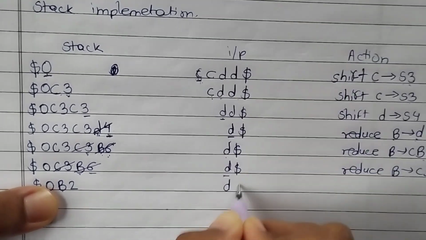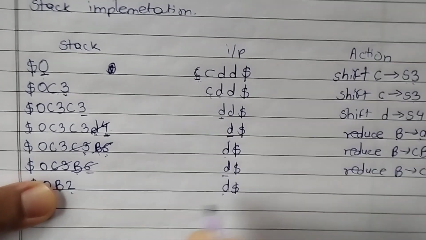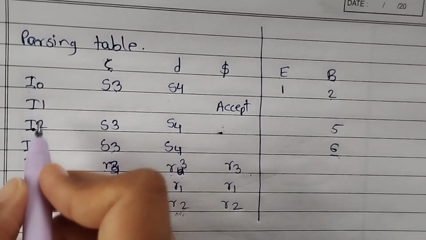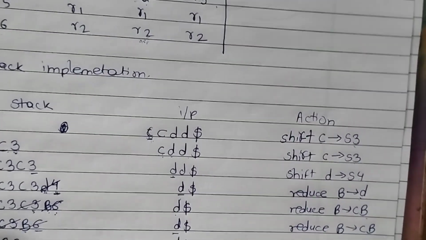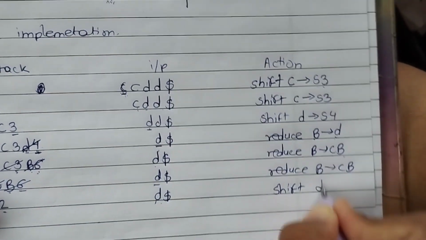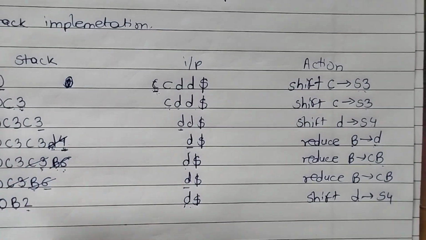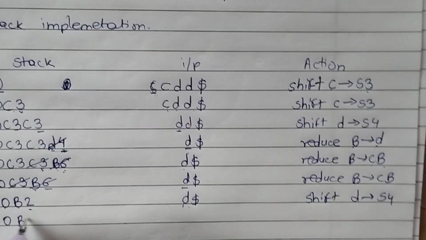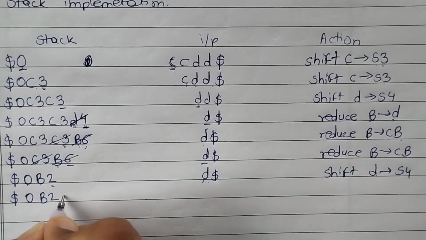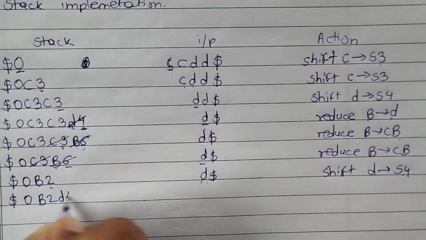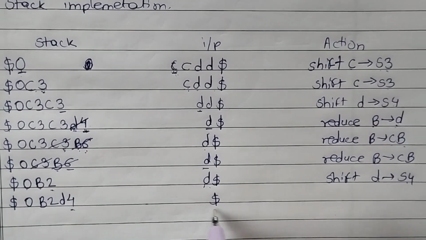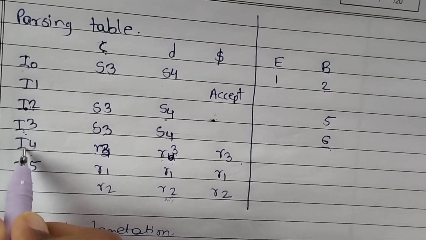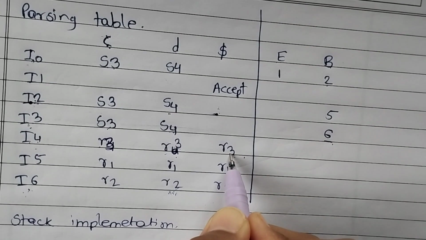Now this D and $ as it is. Now 2 and D, I2 and D is S4, meaning shift S4. So shift this D with S4. So we shift this $0 B2, and now shift this D with number 4, and here only $ is present. Now check I4 with $, I4 with $ is R3.